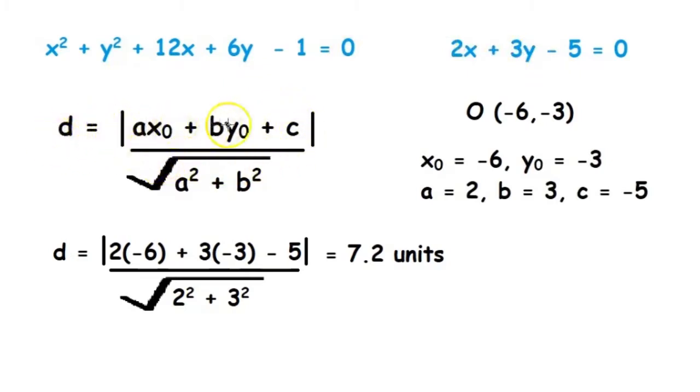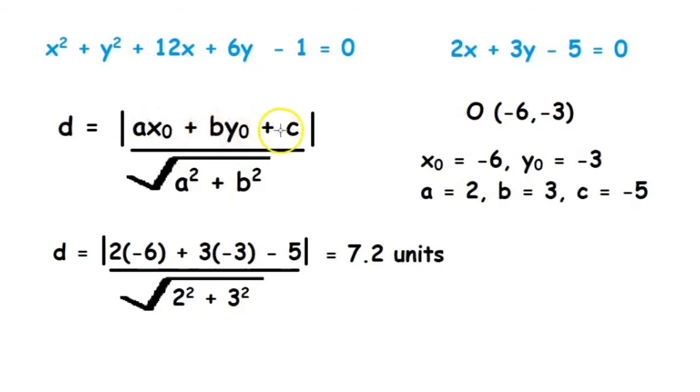So this is the normal distance formula. D equals modulus of ax naught plus by naught plus c over square root of a squared plus b squared. Here x naught and y naught are the coordinates of the center of this circle. We know how to find the center of the circle. So the center of this circle is O (-6, -3). Therefore x naught equals minus 6 and y naught equals minus 3.